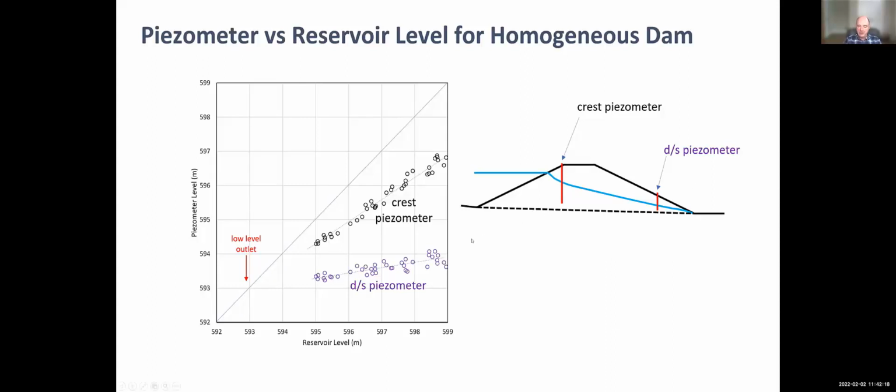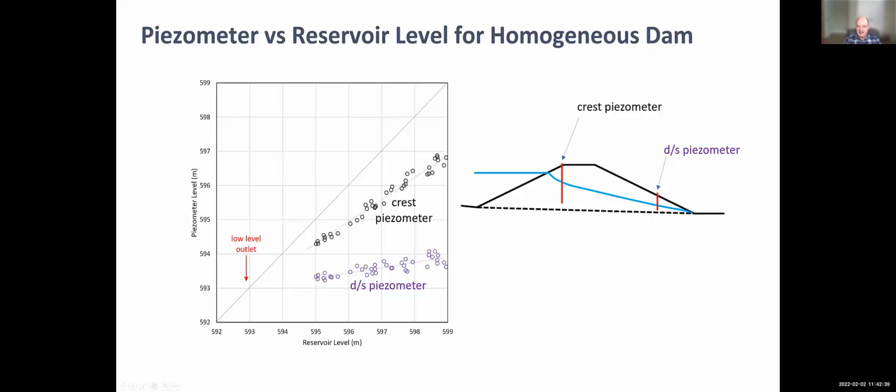So not only are we getting a trend line, we can also say, is that an expected trend line for this type of seepage condition? And the answer in this case is, yeah, it's expected. And the fact that one trend line has a steeper slope than the other is also expected. So we can learn a lot.